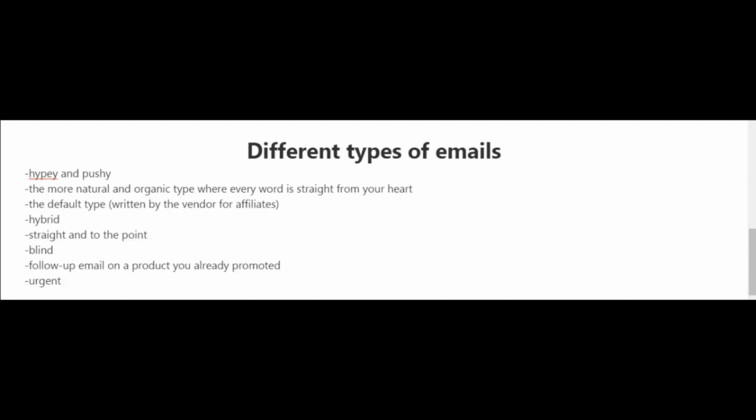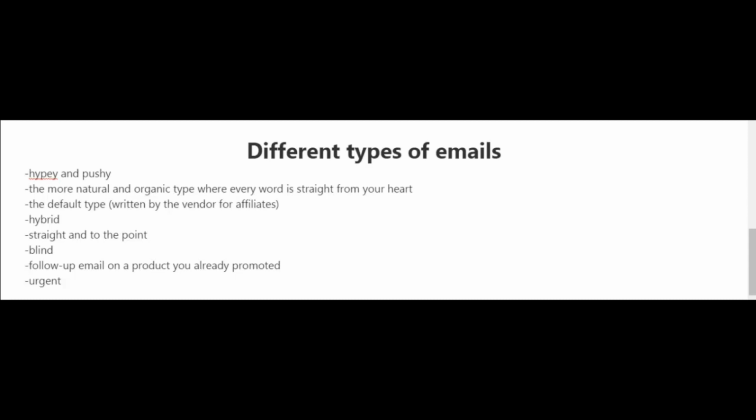Or I could use the blind approach, which is actually the next type of email I'm going to talk about. The blind approach is where you type an email and you don't really reveal too much about the product. So let's say I'm promoting that productivity course. Well, I'm not going to say it's about productivity. I'm just going to tell them that it's going to help them a lot in getting a lot done each day, or it's going to help them grow their business.